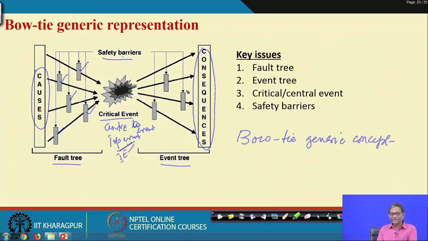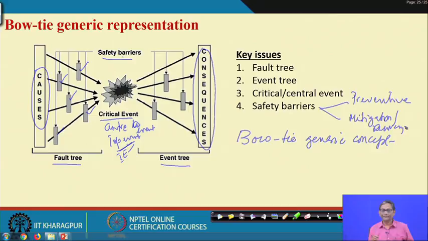So, a barrier may be preventive and may be mitigative, used for mitigation purposes, or a recovery barrier. If you know the paths, you have the opportunity to create barriers. Those are safety barriers which will ultimately help you in improving the safety performance of your system. Now, with reference to two examples, we will discuss those barriers.